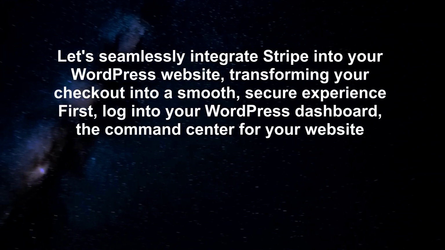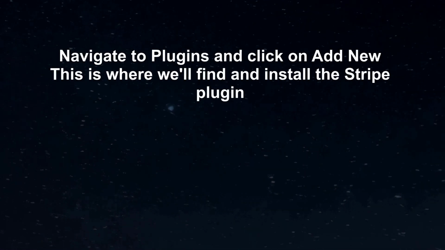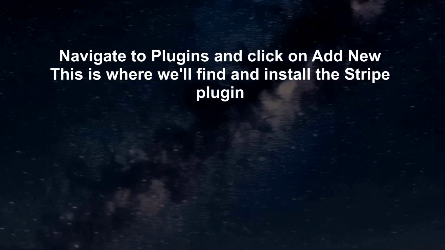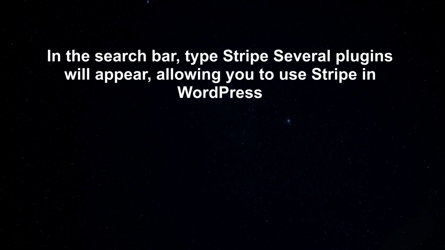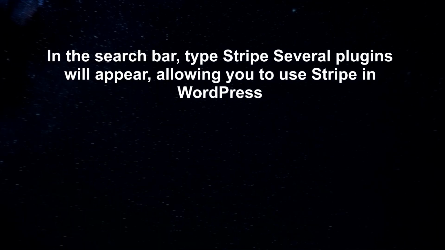Log into your WordPress dashboard, the command center for your website. Navigate to Plugins and click on Add New. This is where we'll find and install the Stripe plugin. In the search bar, type Stripe. Several plugins will appear, allowing you to use Stripe in WordPress.